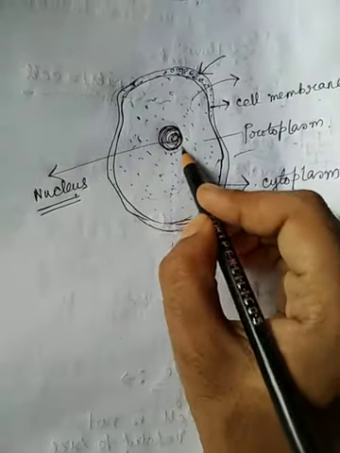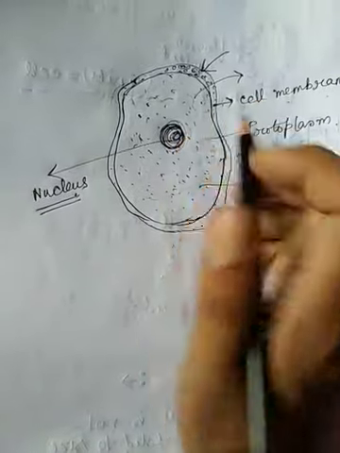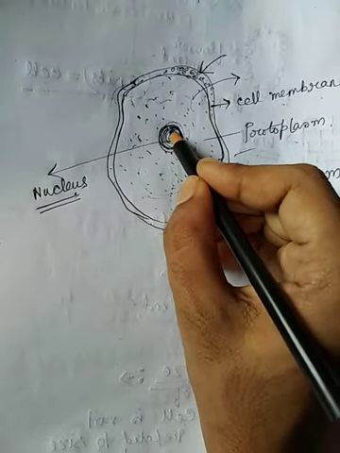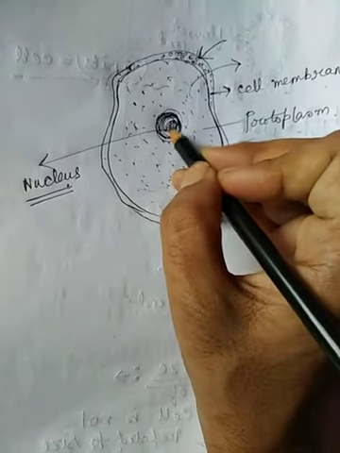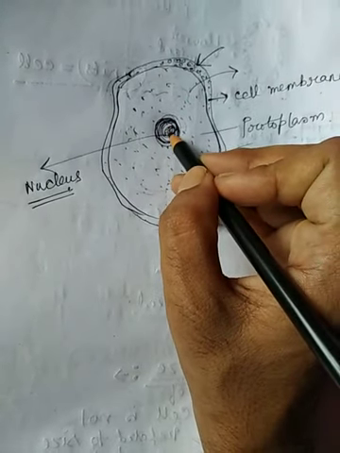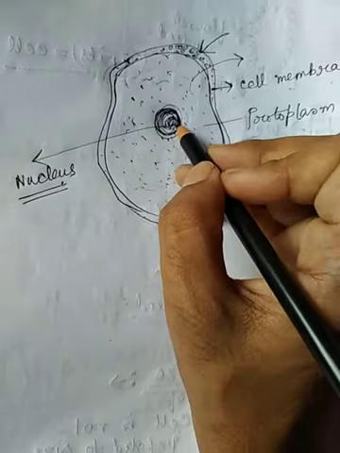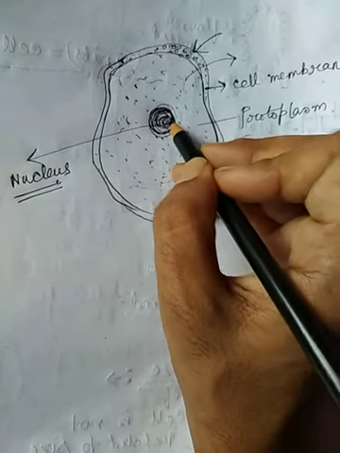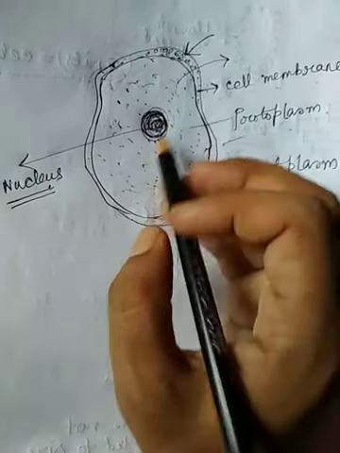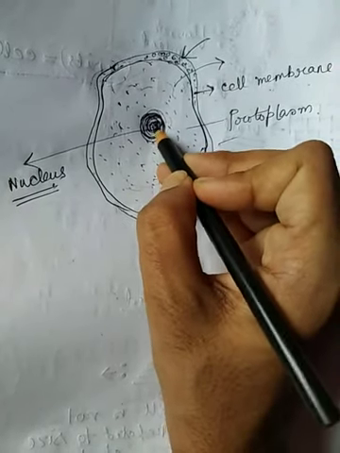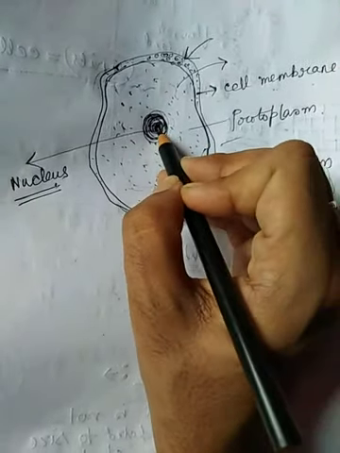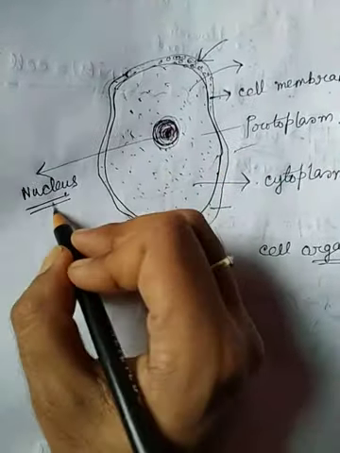It is a round structure, spherical in shape. On the outer side there is a nuclear membrane, and inside there is a liquid known as nucleoplasm. It is filled with nucleoplasm, the nuclear membrane is on the outer side, and just in between there is a round structure called the nucleolus.